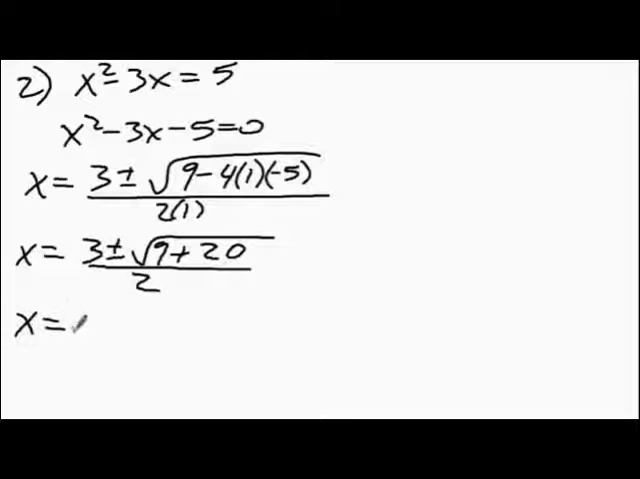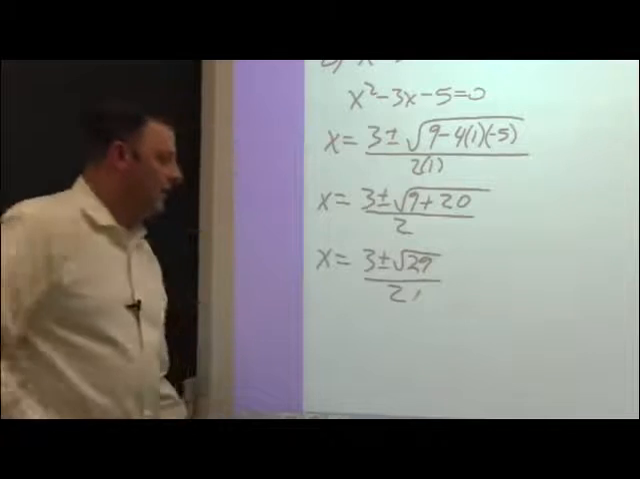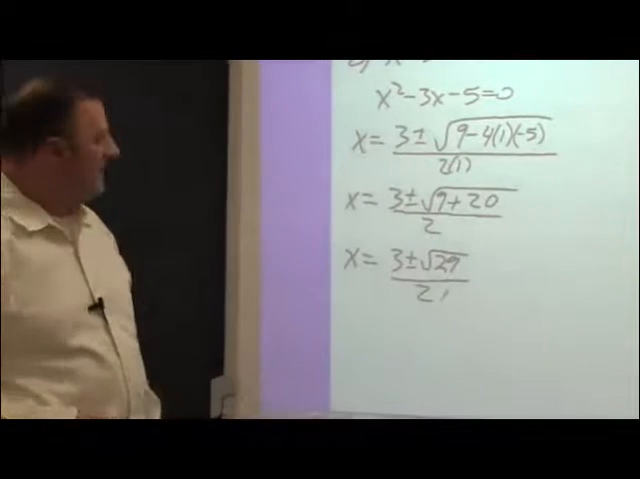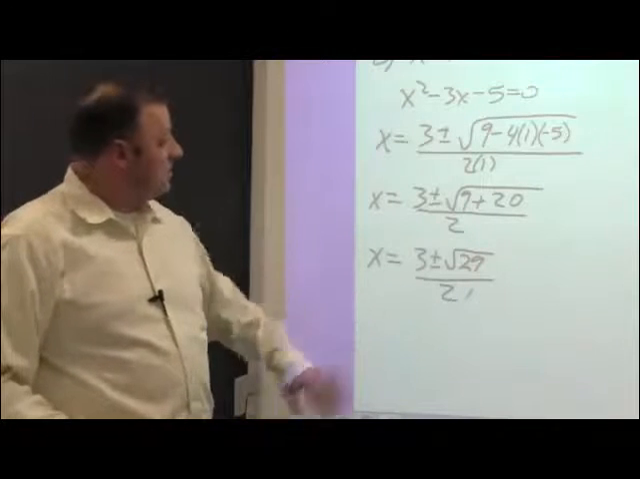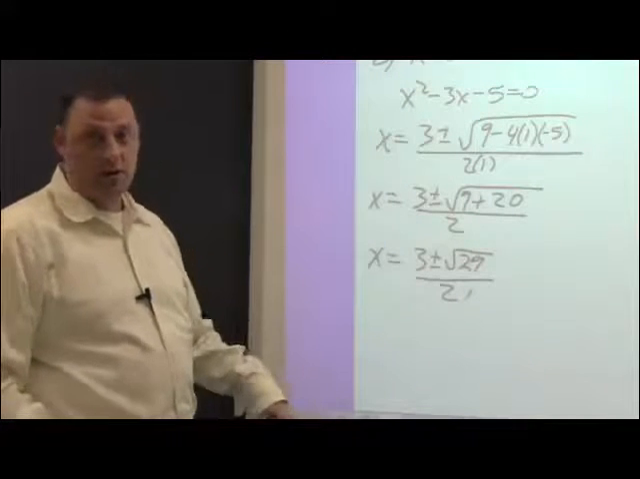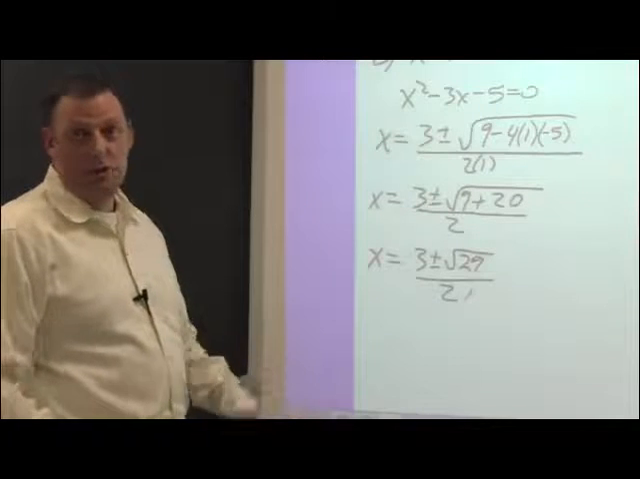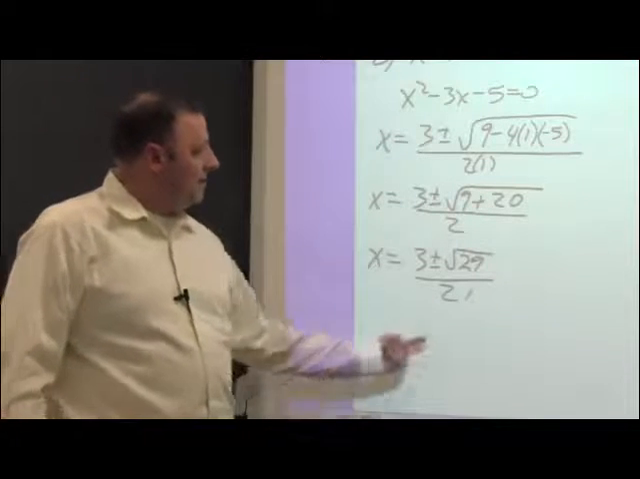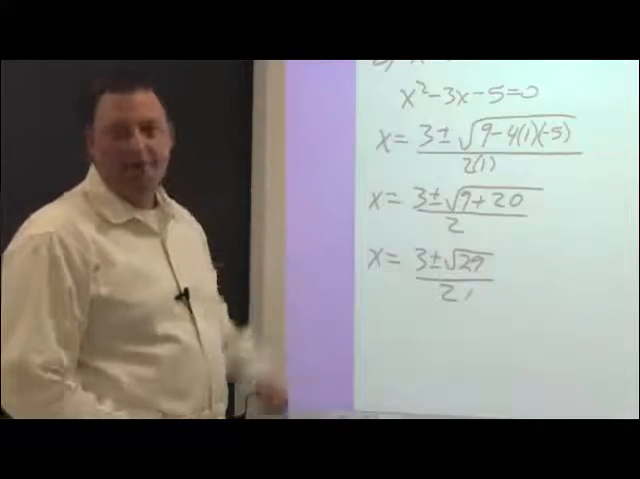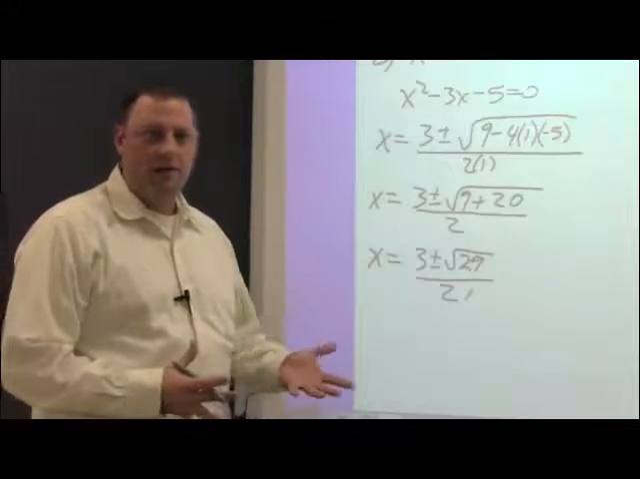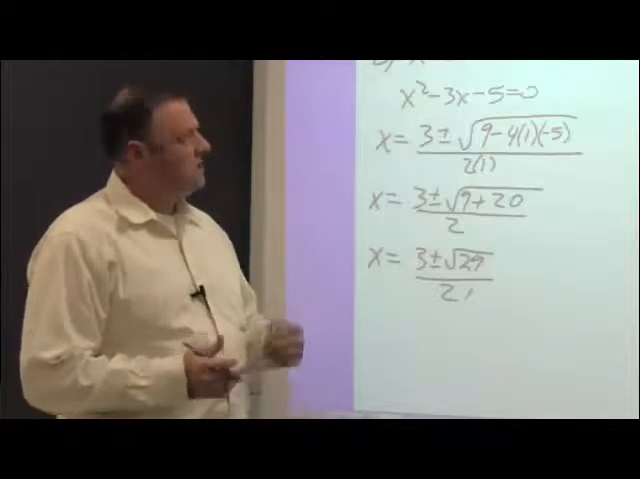Clean it up one more time. You're going to have 3 plus or minus the square root of 29 over 2. And you'll notice that 29 inside the square root is not one of those perfect squares, so we cannot break it down any further. This is your final answer. You would have 2 answers: 3 plus the square root of 29 over 2 and 3 minus the square root of 29 over 2. When you get something like this, it is referred to as an irrational number. That means the quadratic is not factorable. So that's why the quadratic formula really helps you do any situation that's possible.